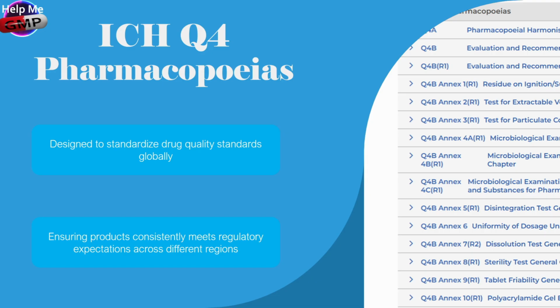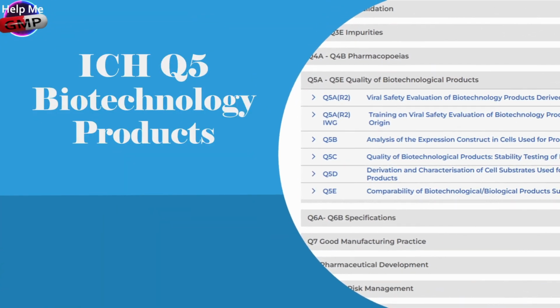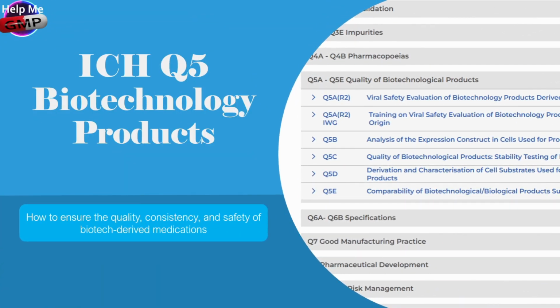If you'd like to know more, there is a summary of what this means internationally in the Q4B FAQs. ICH Q5 focuses specifically on biotechnology products, detailing how to ensure the quality, consistency, and safety of biotechnology-derived medications, vital in today's pharmaceutical landscape.